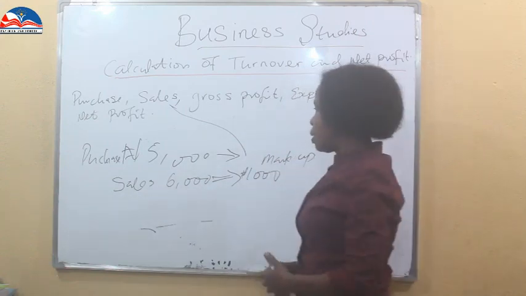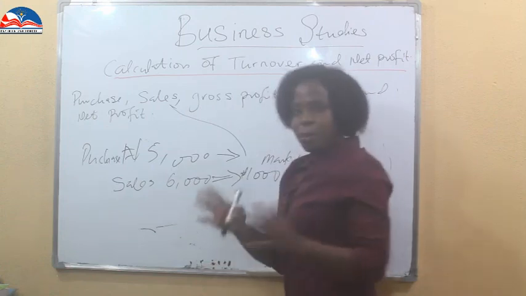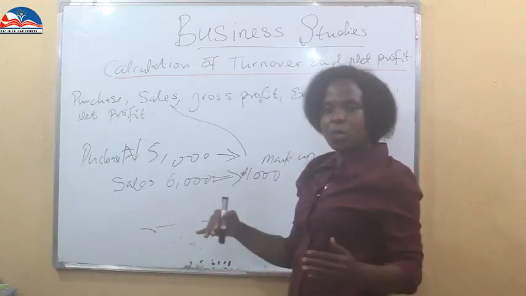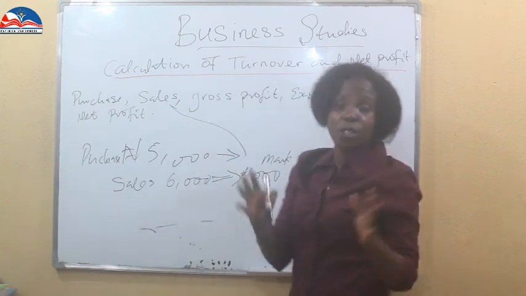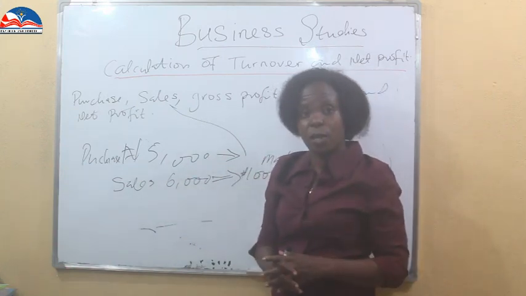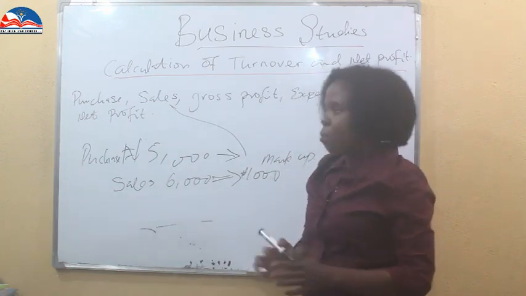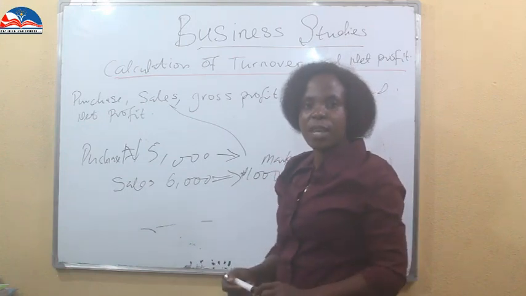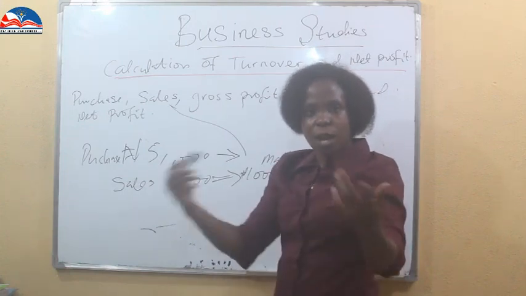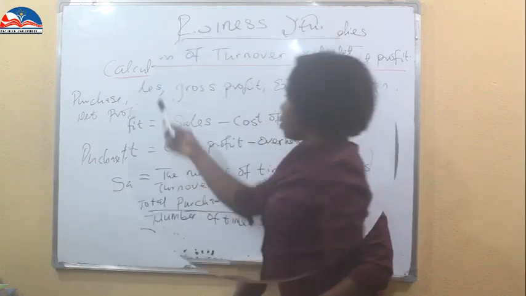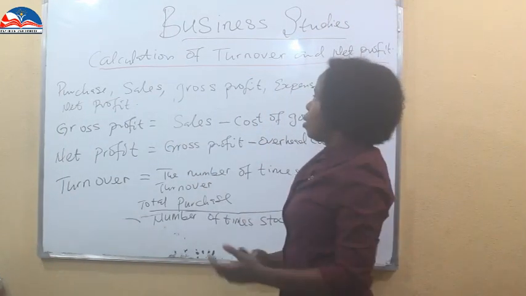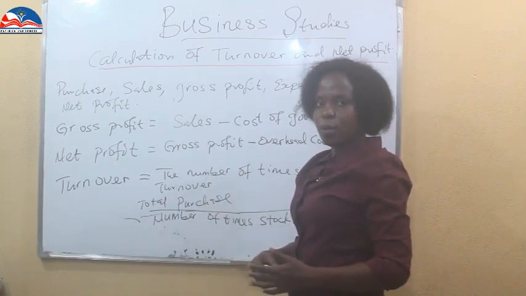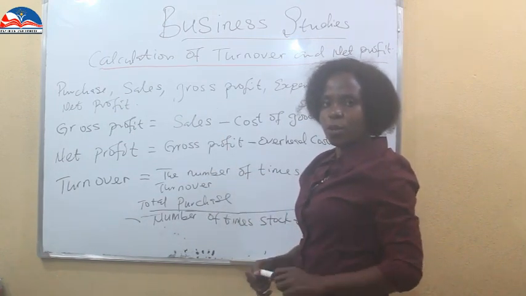To a layman, you will say he has made profits. To a layman, you will say the businessman or the businesswoman has made profit of 1,000. But is it really true that he has made profit of 1,000? Of course not, he has not. Because in the process of buying and purchasing, he incurred expenses. And so how do we calculate this? So we have seen sales to be, after purchase, what you sell to your final consumers.